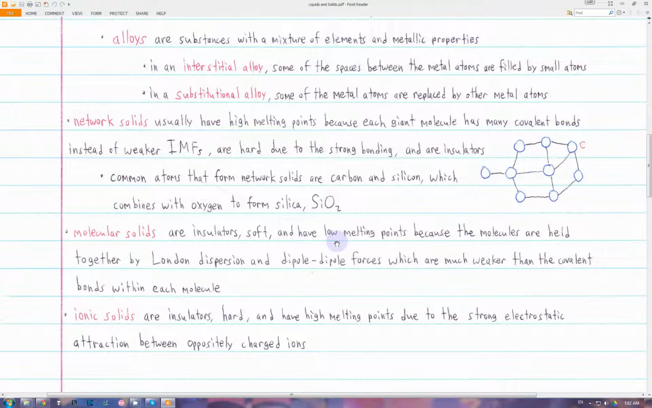The last type is ionic solids, which are insulators in the solid form, but when you dissolve them into the ions, that's when they conduct electricity. They are also hard and have high melting points because the ions in the lattice are held together by very strong electrostatic forces between the oppositely charged ions. So the bonds are very strong, which causes the high melting points.